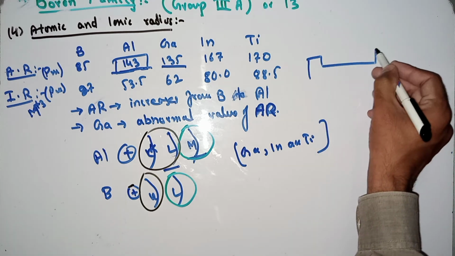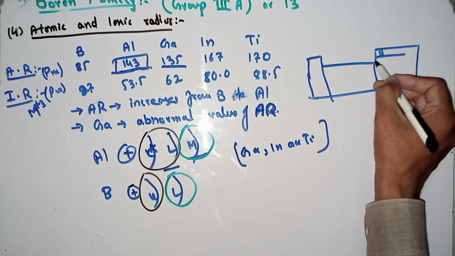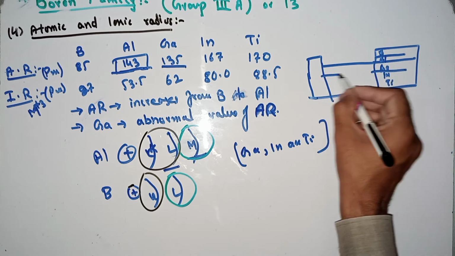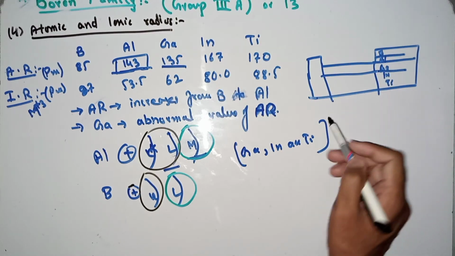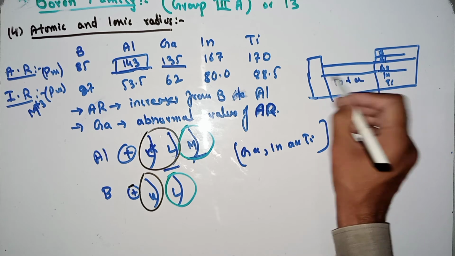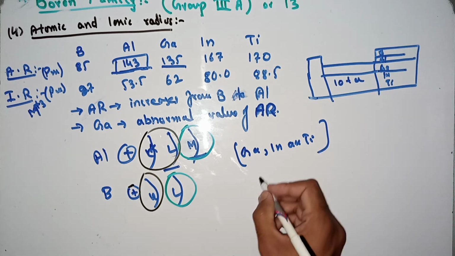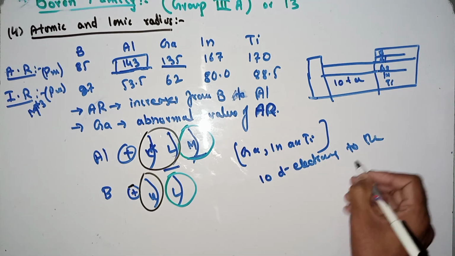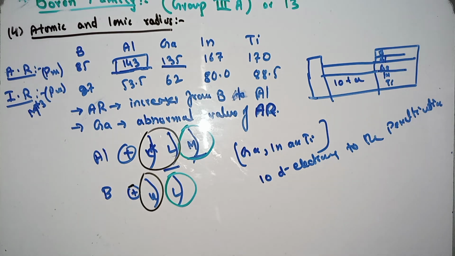This is the periodic table. Here is boron, here is aluminum, here is gallium, indium, thallium, and so on. In boron and aluminum there are no d electrons, while gallium, indium and thallium follow a row of 10 transition elements. So 10 d electrons are added to the penultimate shell in each case, which is next to the outermost shell, next to the valence shell.